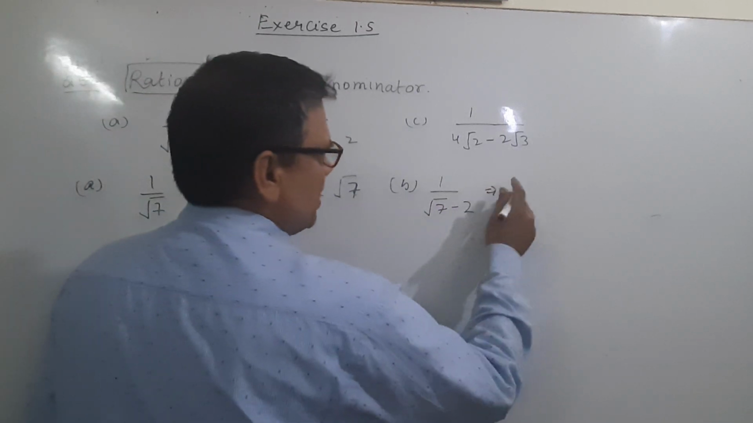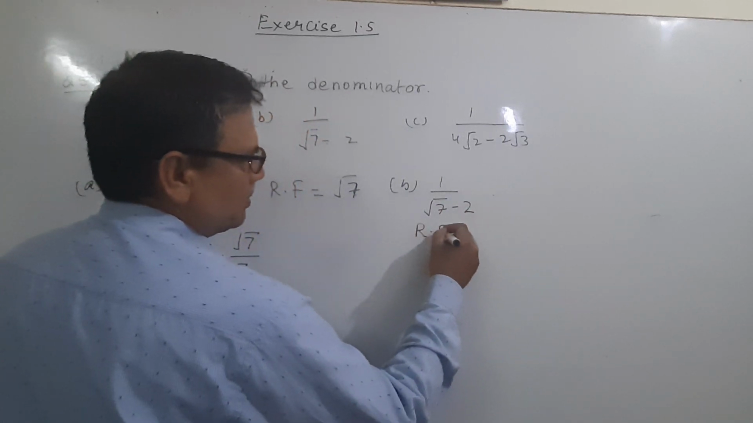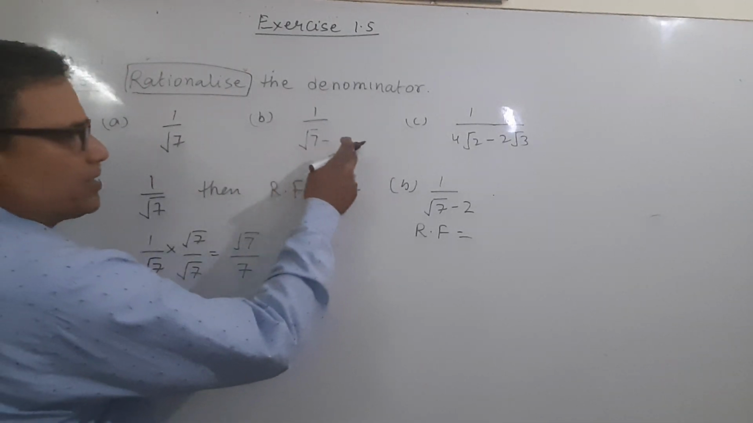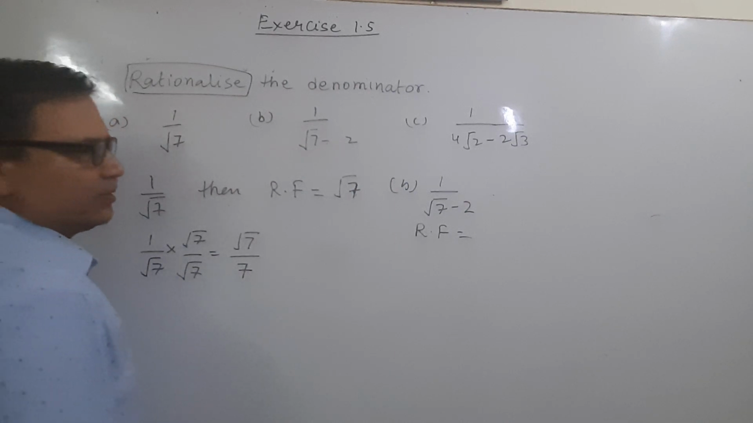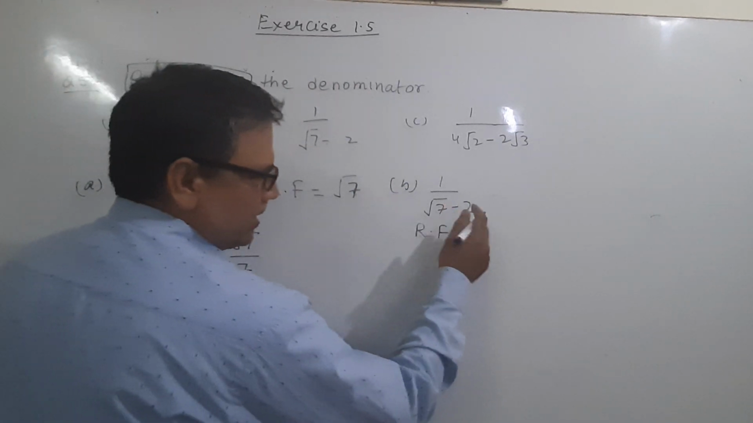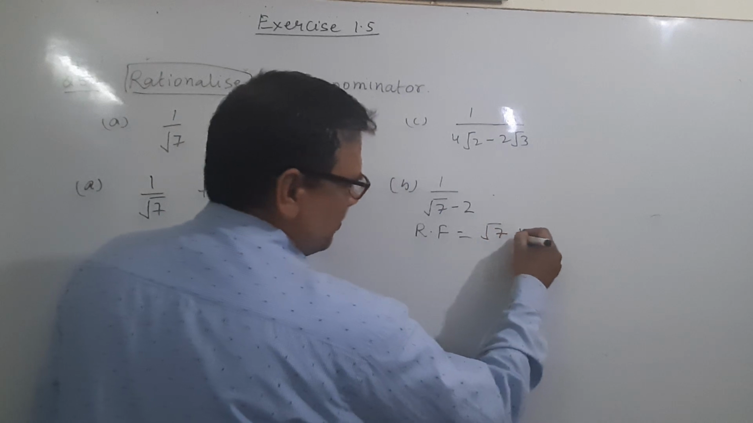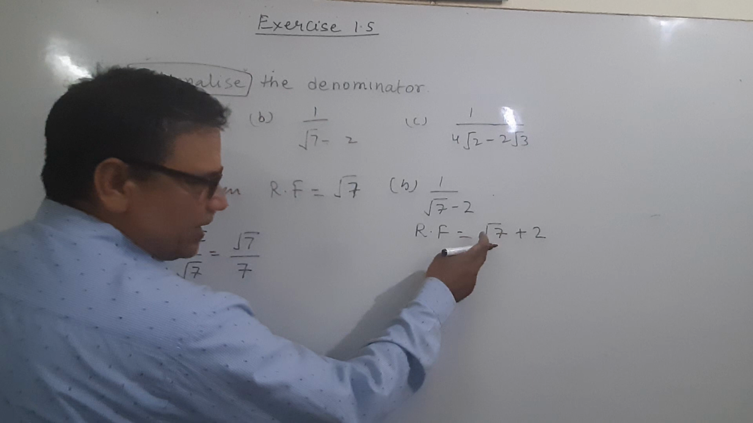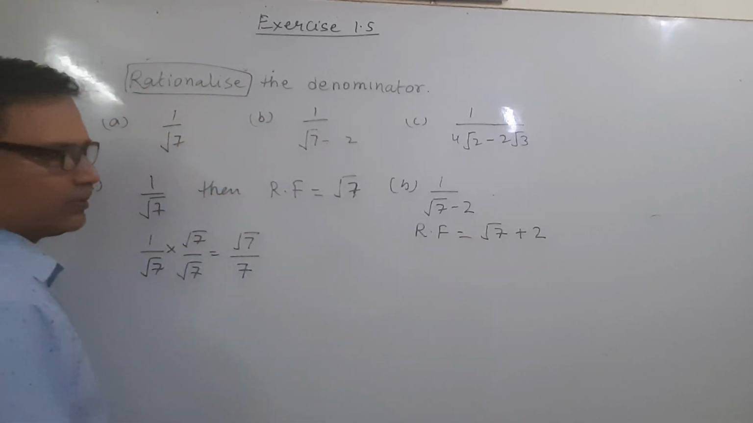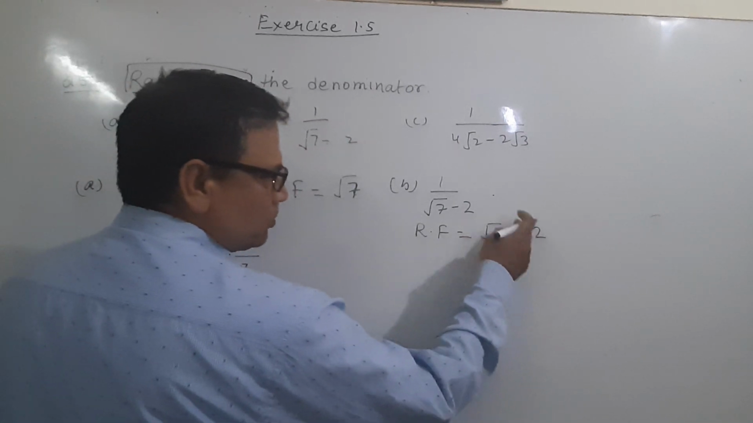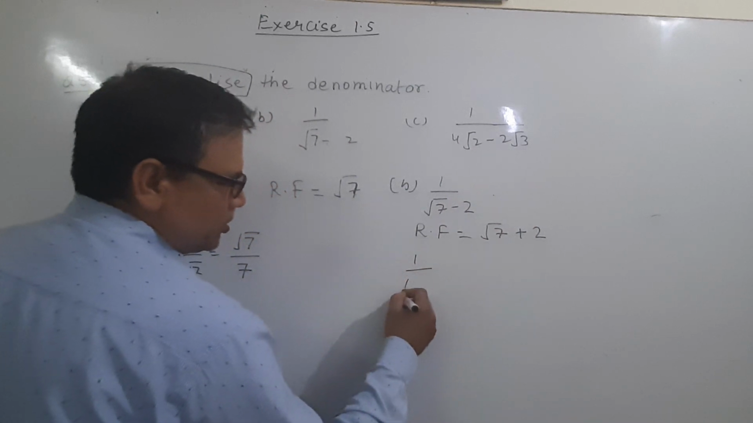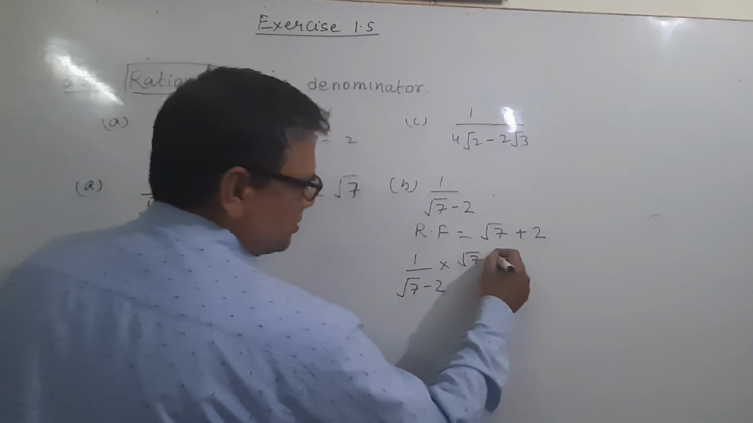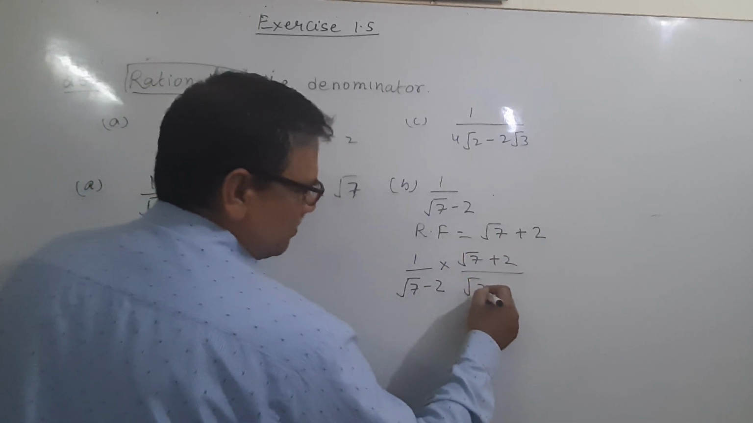And the second part, B: 1 upon root 7 minus 2. What is the RF? Here it is root a plus b. I already explained, check. Here is the minus sign, so we have to take root 7 plus 2. So what should I do? Multiply and divide by root 7 plus 2: 1 upon root 7 minus 2, multiplied by root 7 plus 2 upon root 7 plus 2.